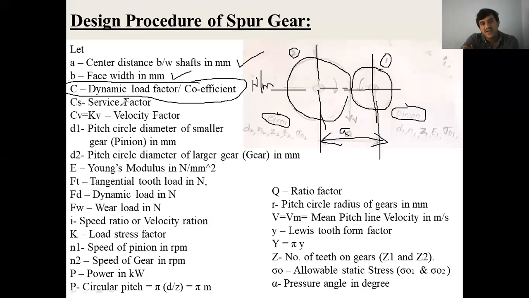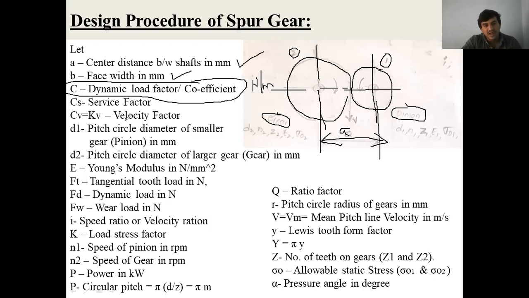Cs stands for service factor. Service factor means whether it is light duty, medium duty or heavy duty, or whether it is 3 to 6 hours, 8 to 10 hours, or 24 hours of duty per day. That means we want to operate the gears for 3 to 6 hours, 8 to 10 hours, or 24 hours in a day, transmitting the motion and power.